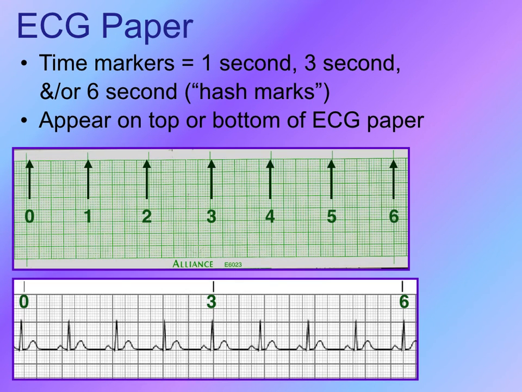ECG paper has time markers on it, 1 second, 3 second, and or 6 second. They're like little hash marks. They can appear on the top or the bottom of the ECG tracing. I have them depicted here, as you can see on the upper ECG paper. You can see 0, 1, 2, 3, 4, 5, and 6 represented by those arrows. And then in the bottom ECG paper, there's only 3 markings. So the first one would always be 0, then you would have 3, and then you would have 6.